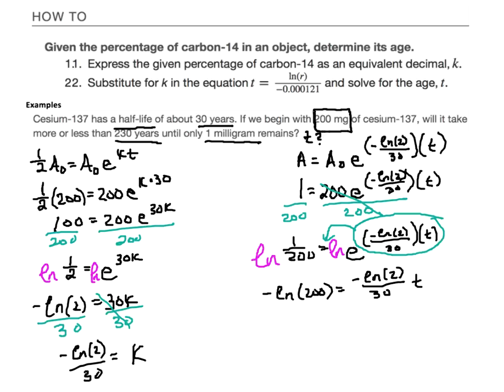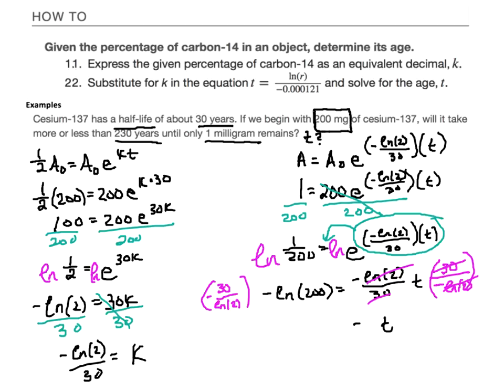Okay, so now to solve for t, I need to multiply both sides by the reciprocal, 30 over negative ln of 2. Ooh, that looks bad, but you know what it is. I just said it. This is negative 30 over the ln of 2, a little bit better on that side. So these divide out, and all I'm left with is t on the right-hand side.